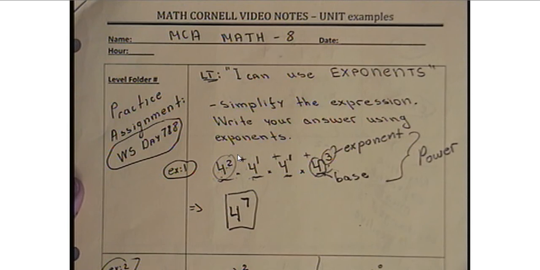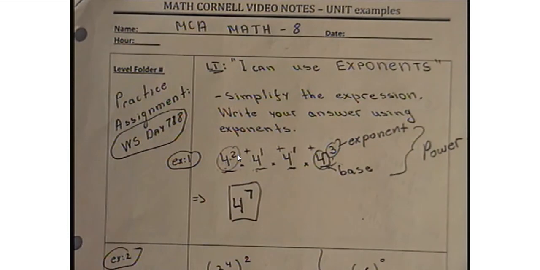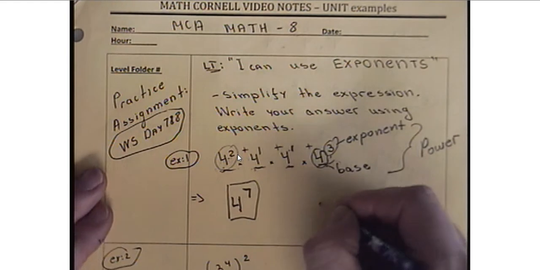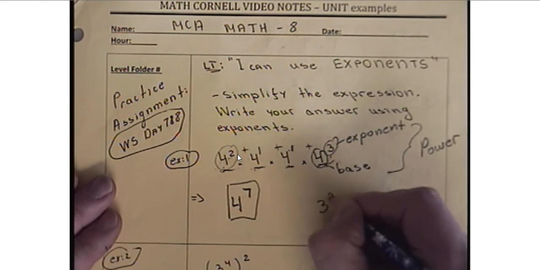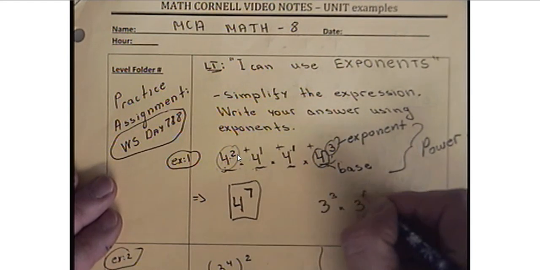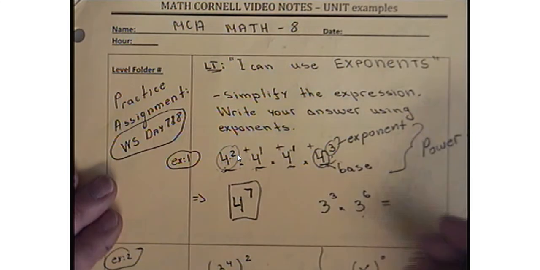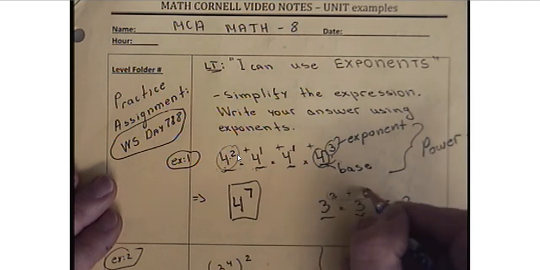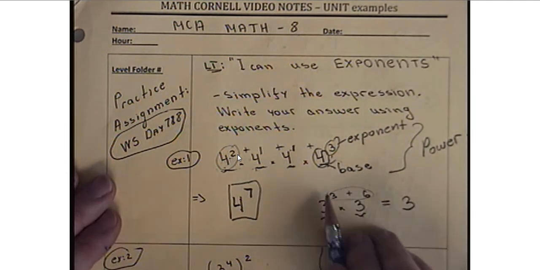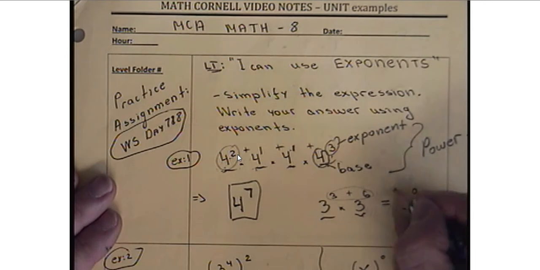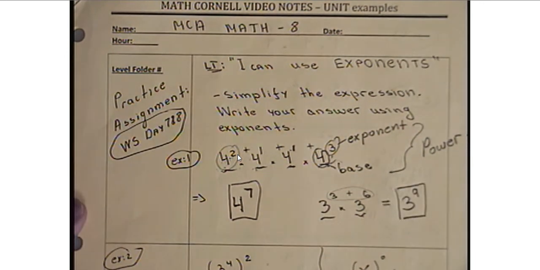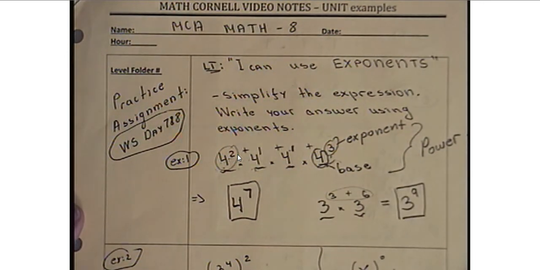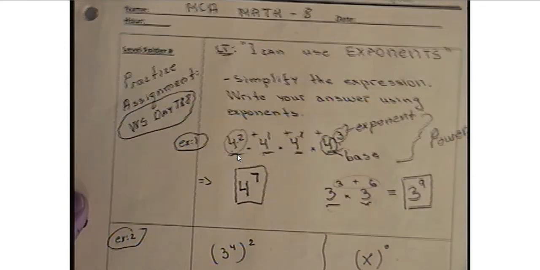Alright, I know it's confusing and hopefully you will get through. Let's try another one. If I have 3 to the third times 3 to the sixth, what do we do? Again, we copy the same base 3 and we add the exponents. So 3 plus 6 will be 9, and my answer will be 3 to the 9th power. Okay, I think we got this, right? So when we multiply powers, we add exponents.